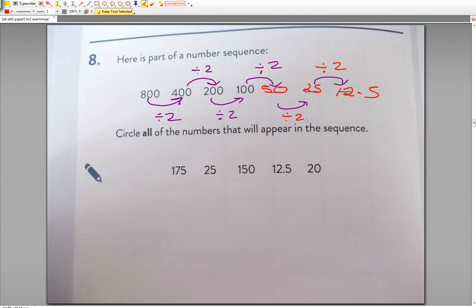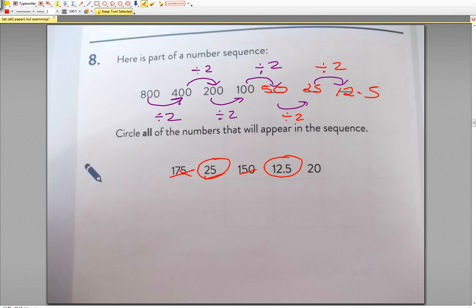So now, is 175 going to be in there? No. 25? Yes, we just got that. 150? No. So it says circle them for you. Let's circle 12.5. Yeah. There's no others. Lovely. Let's go back to question number 9 now.